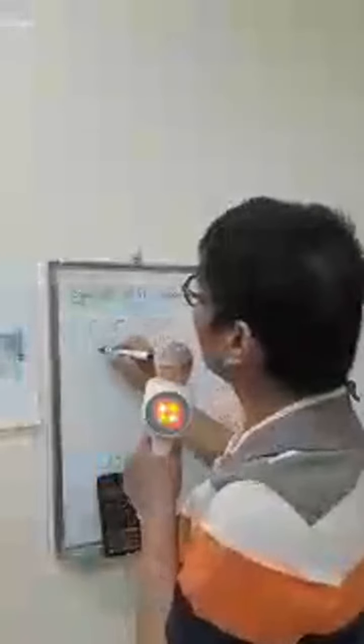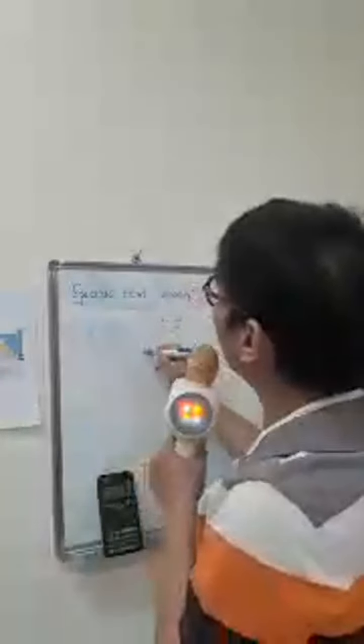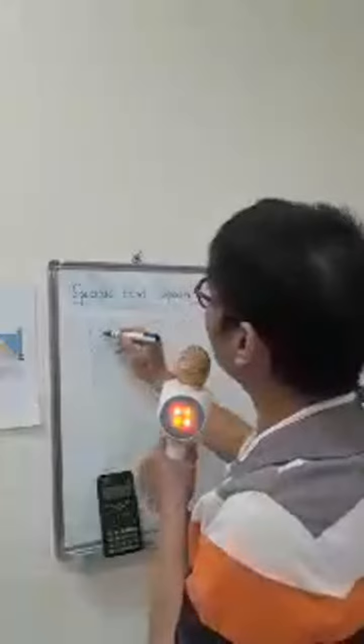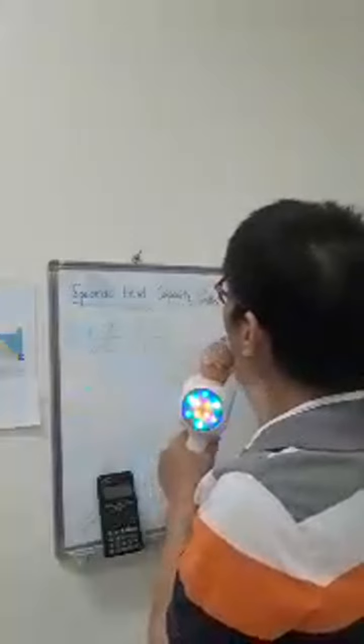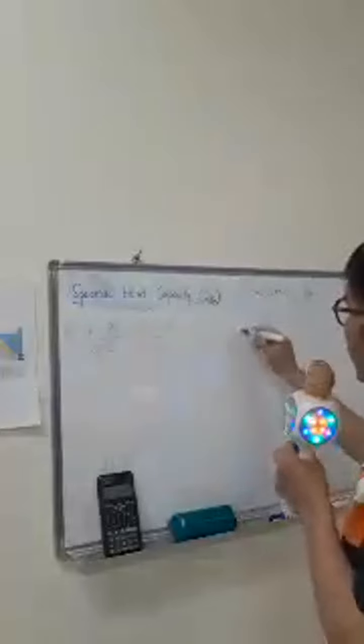Okay, where were we, guys? Let me go back to the table for clarity. So, 1 calorie per gram per degree Celsius, times 4,184 joules per 1 calorie. Cancel the calorie. And then 1,000 joules is equal to 1 kilojoule. Cancel the joule. And then cancel the grams.